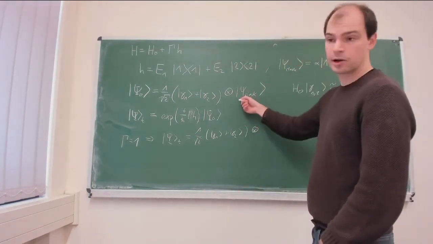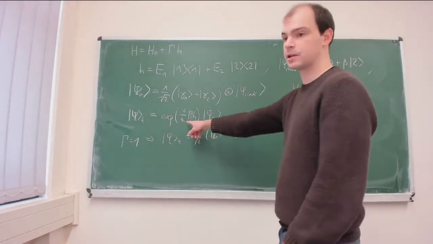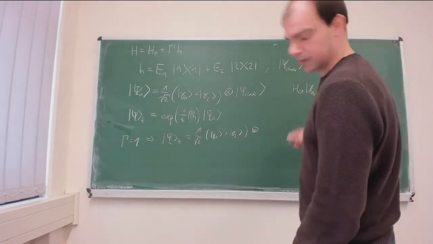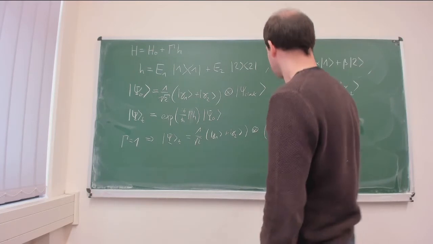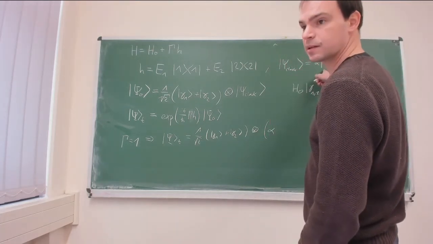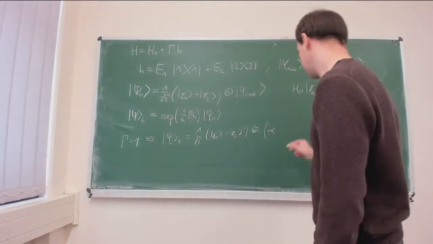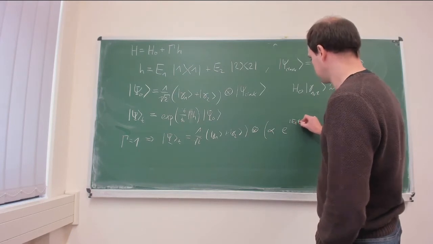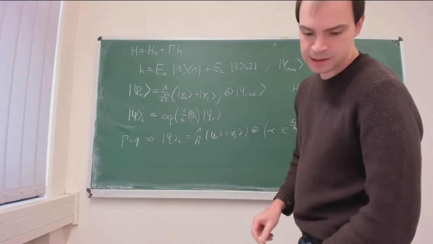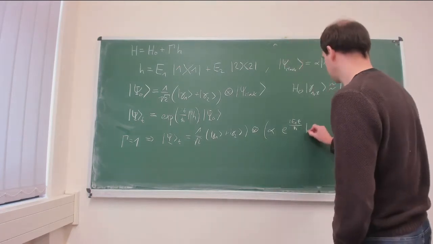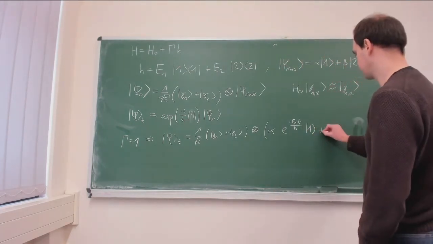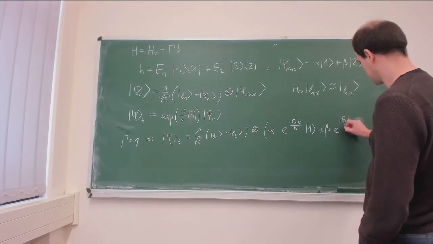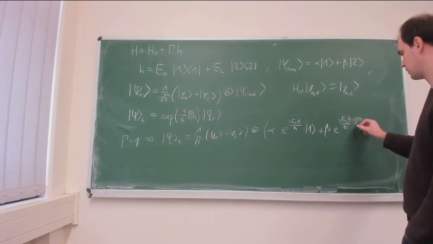Tensor a clock state that evolved, and now if you apply this operator with gamma equals 1 to this state, what you get is alpha times, and this state 1 evolves with the energy E1, so you get e to the iE1t divided by h bar, times 1, plus beta e to the iE2t divided by h bar times 2.